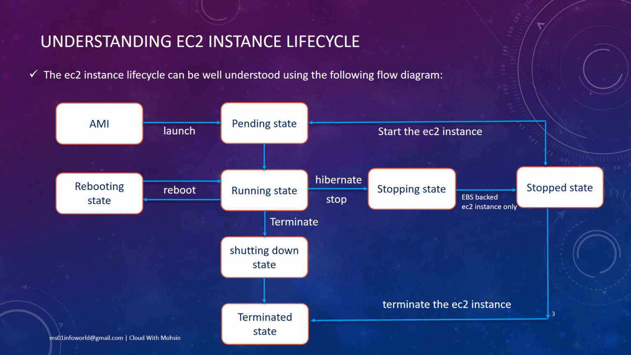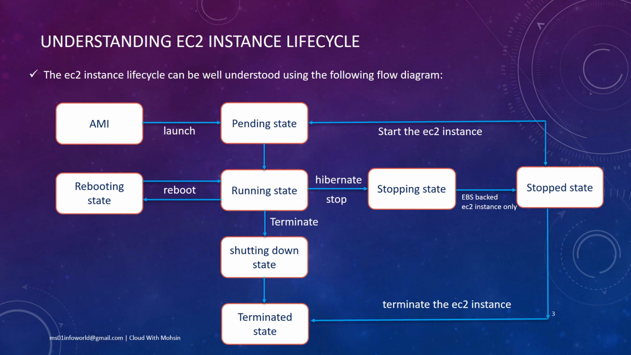EBS root volume. So there are two types. An EC2 instance may have an EBS, that is Elastic Block Store volume, as a root volume, and it can also have an ephemeral, that is an instance store volume. The difference between both is, if we stop the EBS backed instance, then the data will be retained. However, if it is of the instance store or ephemeral type of storage, then the data will be lost. So it's recommended to stop an EC2 instance only if it has an EBS backed root volume.